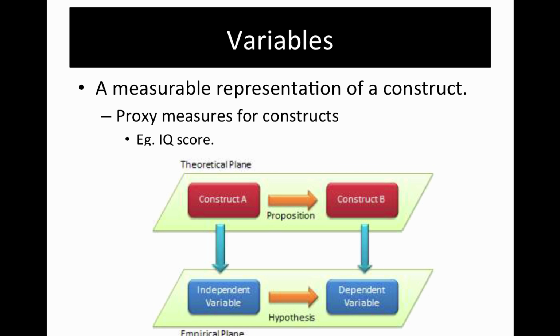A term frequently associated with and sometimes used interchangeably with a construct is a variable. In scientific research, a variable is a measurable representation of an abstract construct. As abstract entities, constructs are not directly measurable, and hence we look for proxy measures called variables.